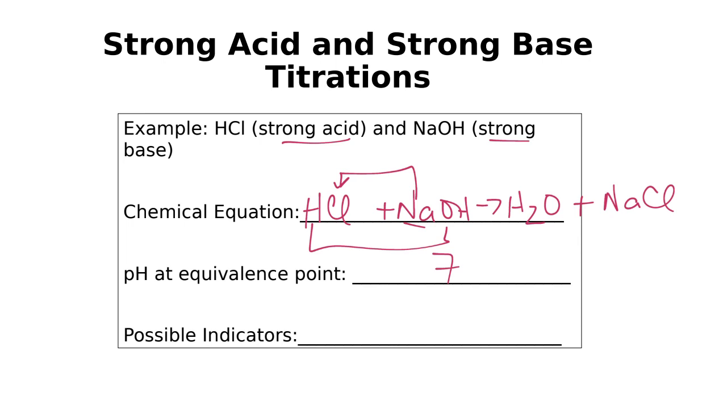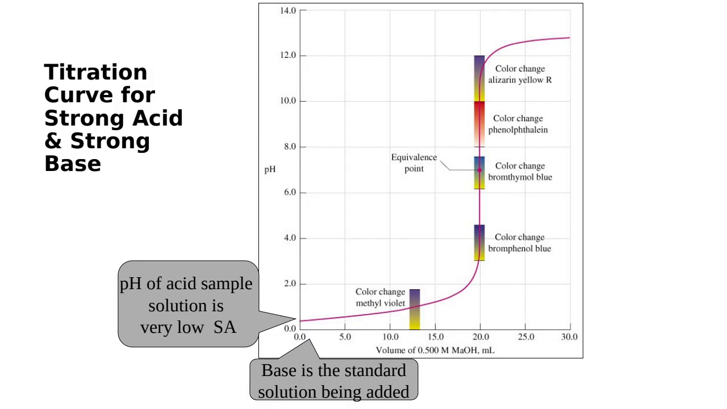And then for the indicators that you can use, again, reference the chart that we just showed you. Methyl red is an option, bromothymol blue. A lot of times we use phenolphthalein. We know that it turns color at a pH of 8, but we often just say it's close enough that we would use phenolphthalein as well.